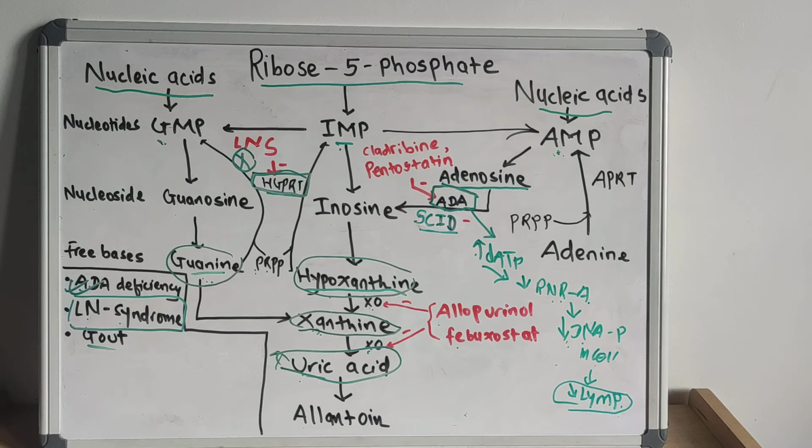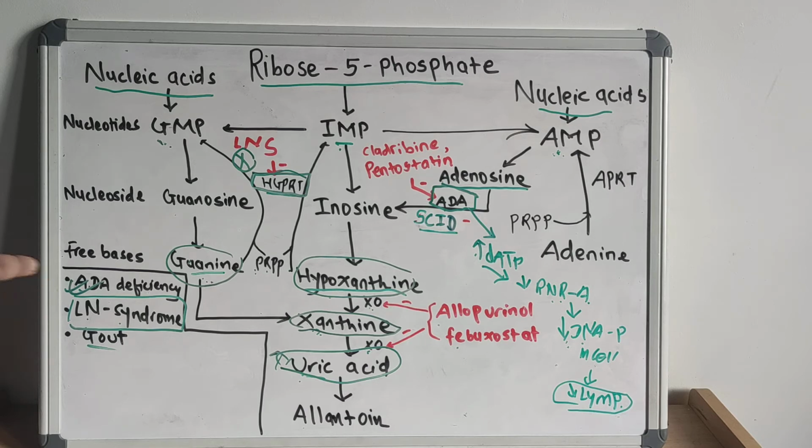Lesch-Nyhan syndrome is an X-linked recessive disease. It is a defective purine salvage pathway due to absence of HGPRT, which converts hypoxanthine to inosine monophosphate and guanine to guanosine monophosphate. This results in excess uric acid production.